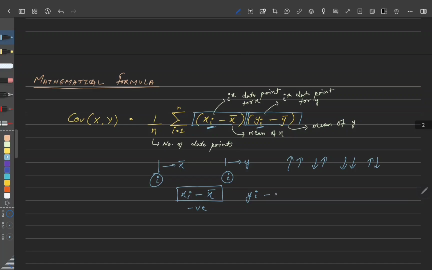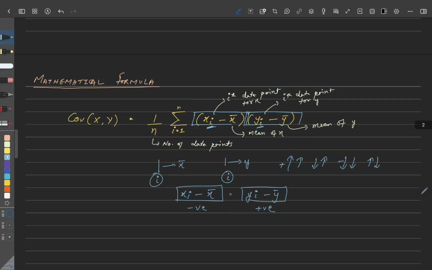For yi minus y bar, we might get something positive, okay. This is what this up down and up down means. So when we say up, we mean positive. When we say down, we mean negative. So negative, positive, positive, positive, positive, negative, or negative, negative, right? So we'll get some sign here, which is nothing but direction.